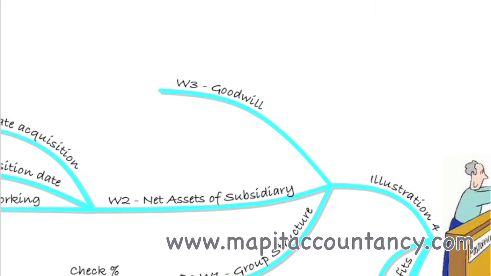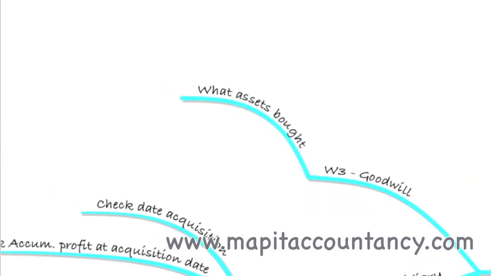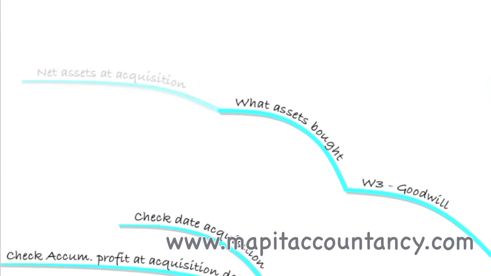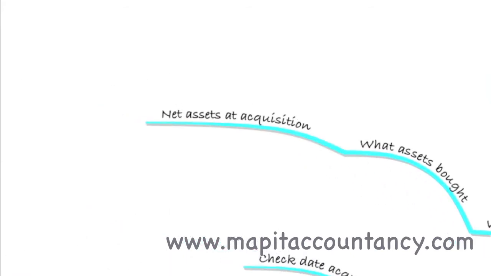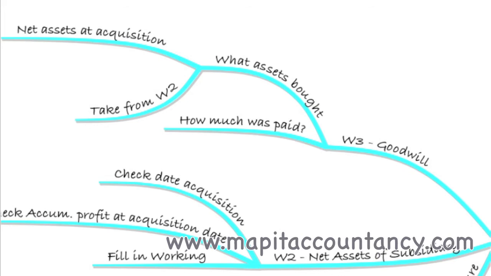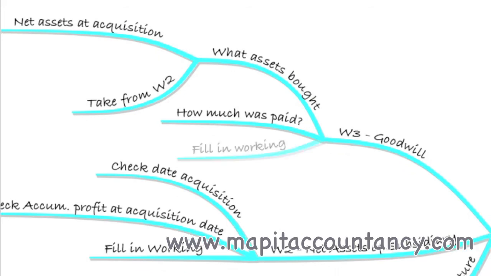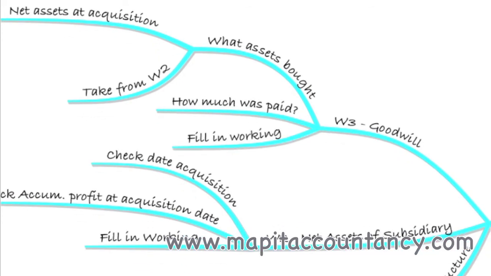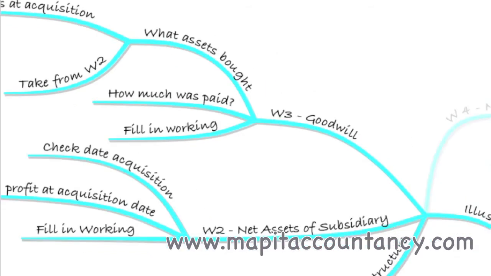Working 3 is our goodwill. Basically, we need to look at what assets have been purchased. We take that from our net assets at acquisition, which is in working 2. So we look at what assets we purchased, the net assets at acquisition. Well, we've calculated that. We calculated it in working 2. How much was paid? What was the consideration? And fill that into our standard working for goodwill.